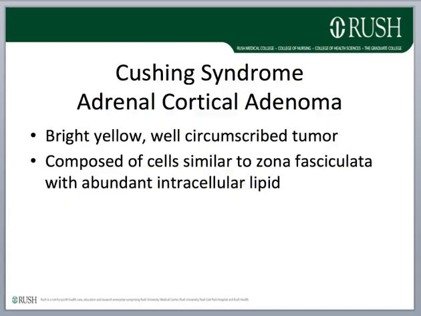Now this really wasn't covered in the notes, although it's referred to in the readings, but I just wanted to show you an example of adrenal cortical adenoma. Most of these actually are incidental findings and are clinically non-functional, but they can be hyperfunctional and cause Cushing syndrome. So these tumors are bright yellow, well circumscribed, and have a thin capsule, and they're typically composed of cells that are similar to the zona fasciculata with abundant intracellular lipid.